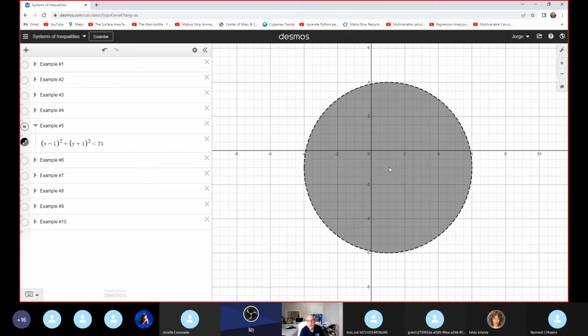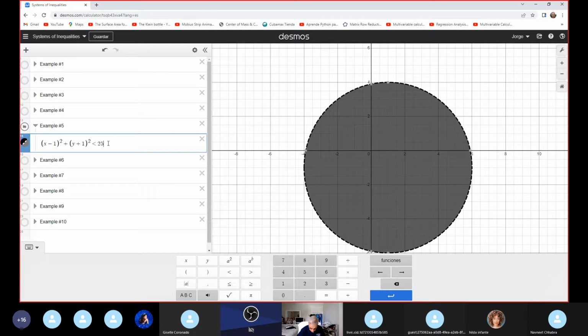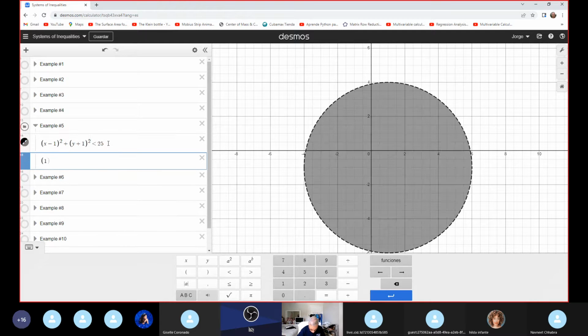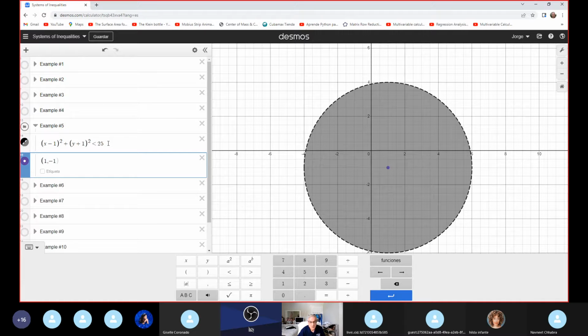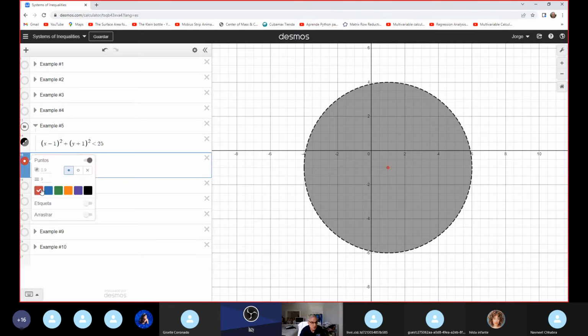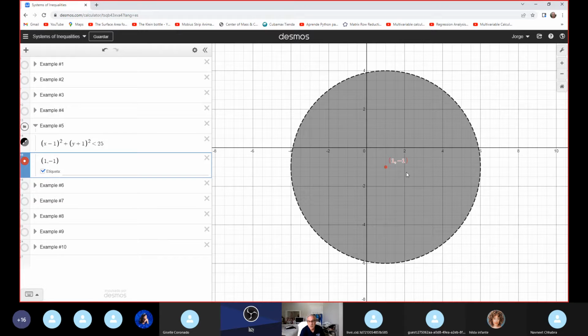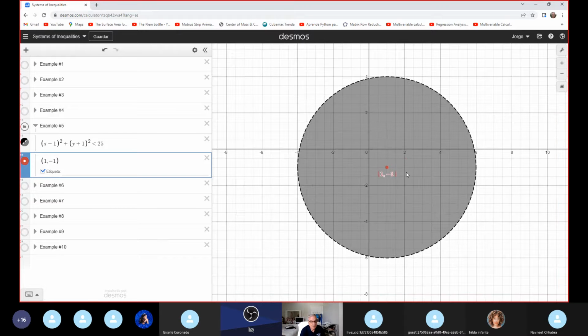My cursor. Do you see my cursor? At the center is the point (1, -1). And red, let me change the color to red to see more clearly. Why not label? (1, -1). Cool.